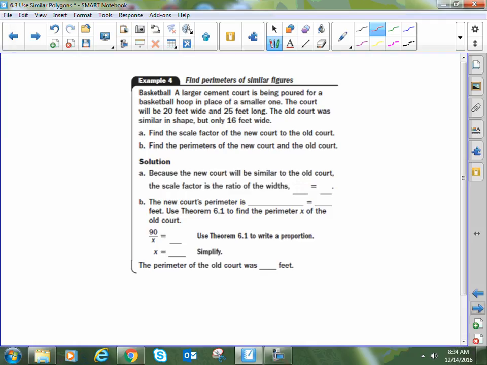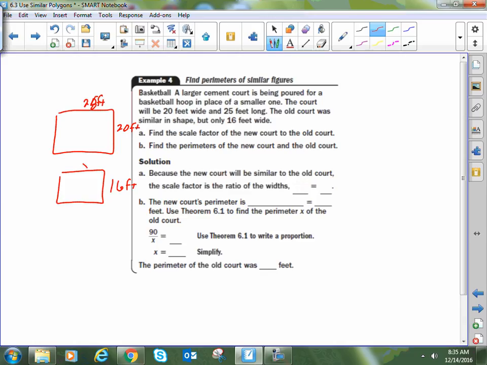Here's where we're going to start taking a look at how the similarity with perimeter works. Here we have 2 basketball courts. Now a basketball court is just a rectangle. And we have one that's going to be bigger than the other one. The dimensions of the new basketball court are going to be 25 feet by 20 feet. Now the old court had a similar shape, but it was only 16 feet wide. So here I'm going to say this is 16.